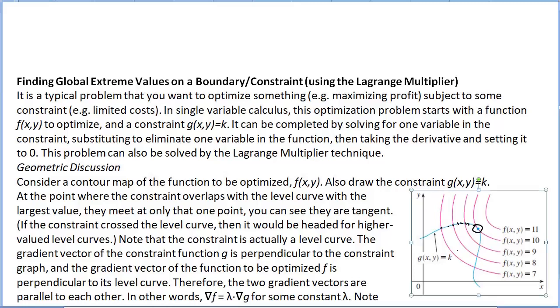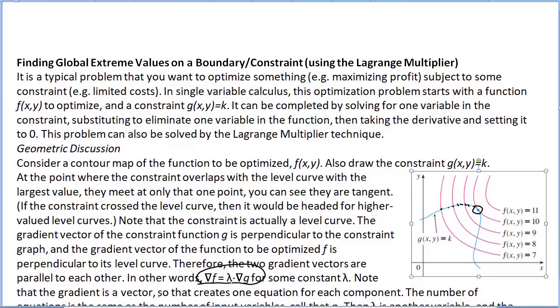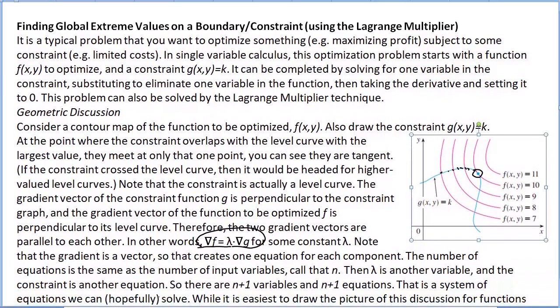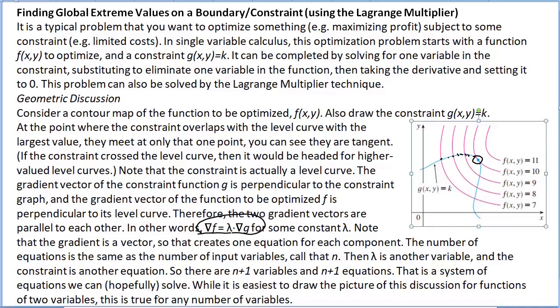So our big defining equation for this technique is right here. The gradient of f equals some constant times the gradient of g. That constant is lambda, a lowercase l in Greek. So in particular, note that the gradient is a vector.